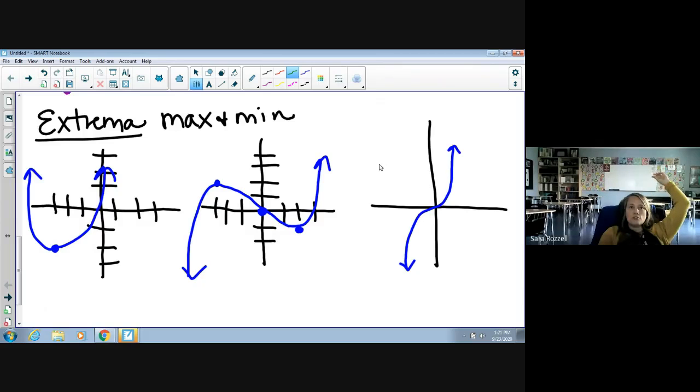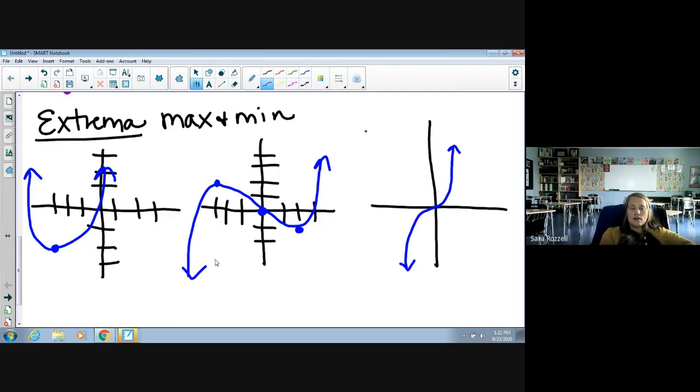So these are 3 different graphs with 3 different situations for their maximum and minimum values. The first one is the one that you've probably done before with your quadratics, and you're figuring out what the vertex is, and then that tells you if it's a max or min. Is your graph upward? Is it downward?